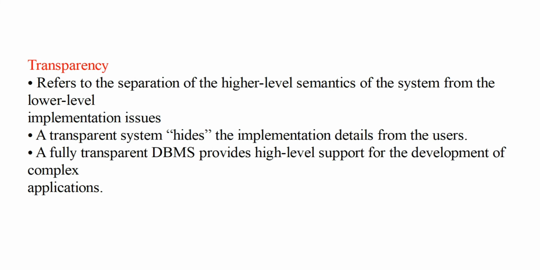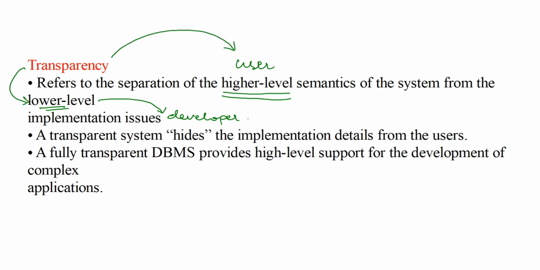Now let's come to transparency. Transparency refers to the separation of the higher level semantics of the system from the lower level implementation issues. The higher level semantics is the view which the user of the database sees, and the lower level issues, which cause implementation problems, are handled by the developer. So transparency means the user does not need to worry about the lower level implementation issues. They can access the data or database system seamlessly.